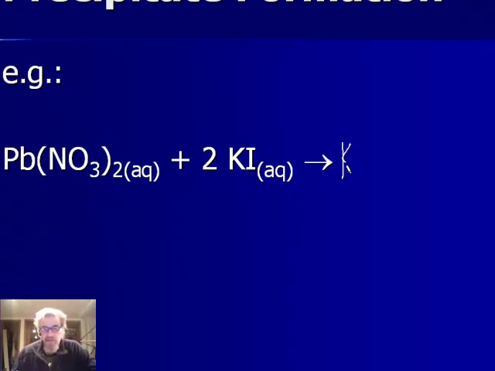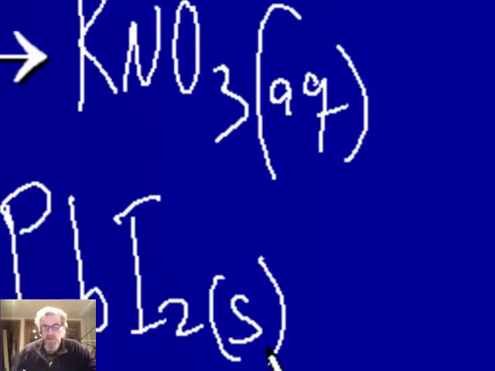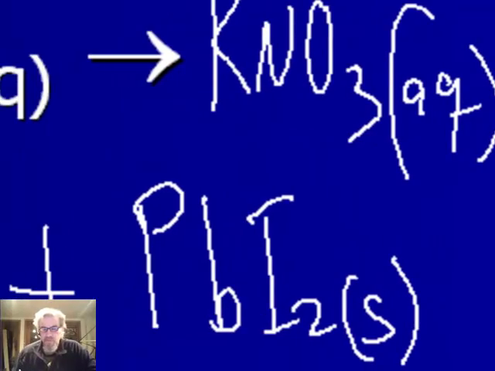I would get some potassium nitrate, KNO3, and that would dissolve in water. That would be aqueous. But my second product would be lead 2 iodide, PbI2. Well, PbI2 doesn't dissolve in water. It shows up as this yellowish precipitate, it's called. A solid that forms when two solutions are mixed together is called a precipitate.